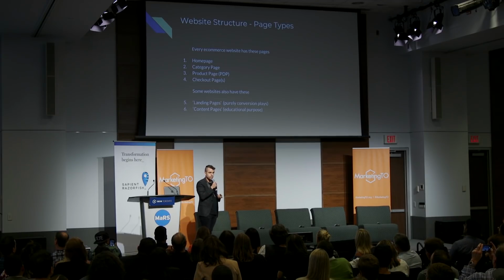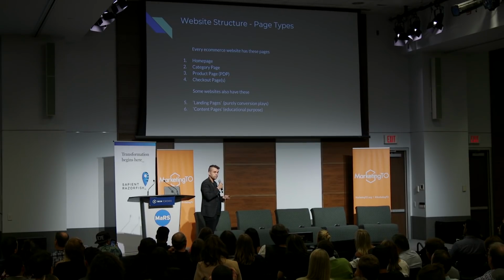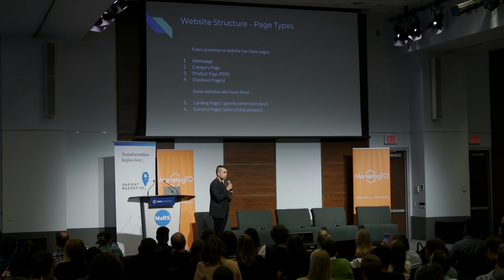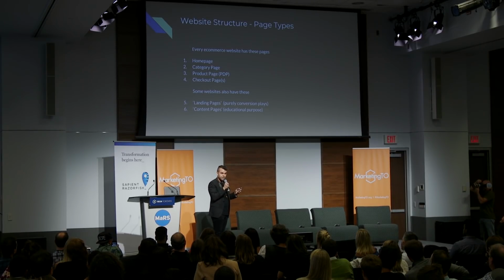Every e-commerce website pretty much has these types of pages: a home page, a category page, a product page, sometimes called a PDP, product detail page, if you're fancy like that, and checkout pages. Some websites also have landing pages, which are meant to be purely conversion plays, or content pages, which are more educational. So think like that. That's a good step.